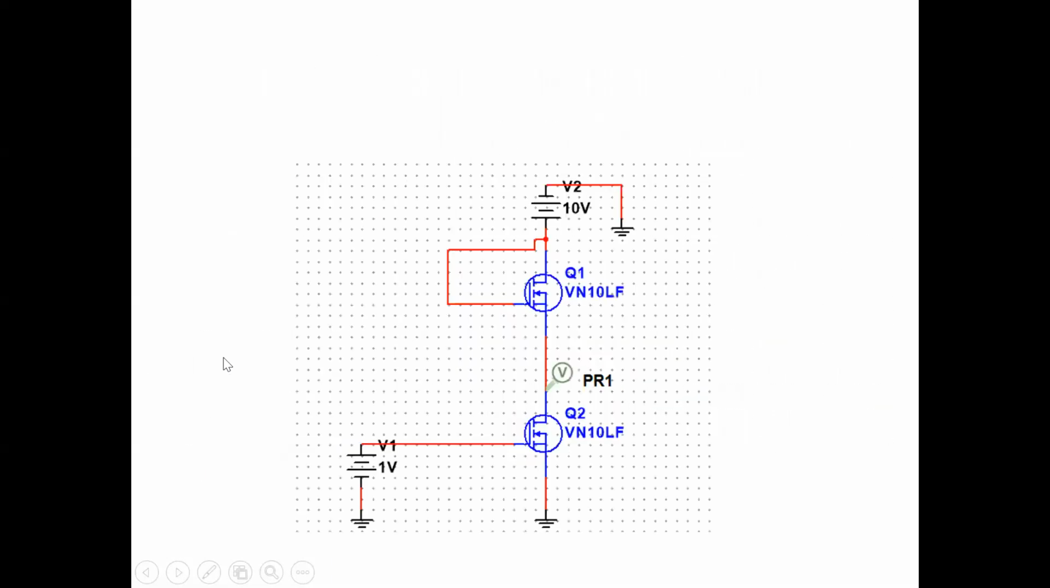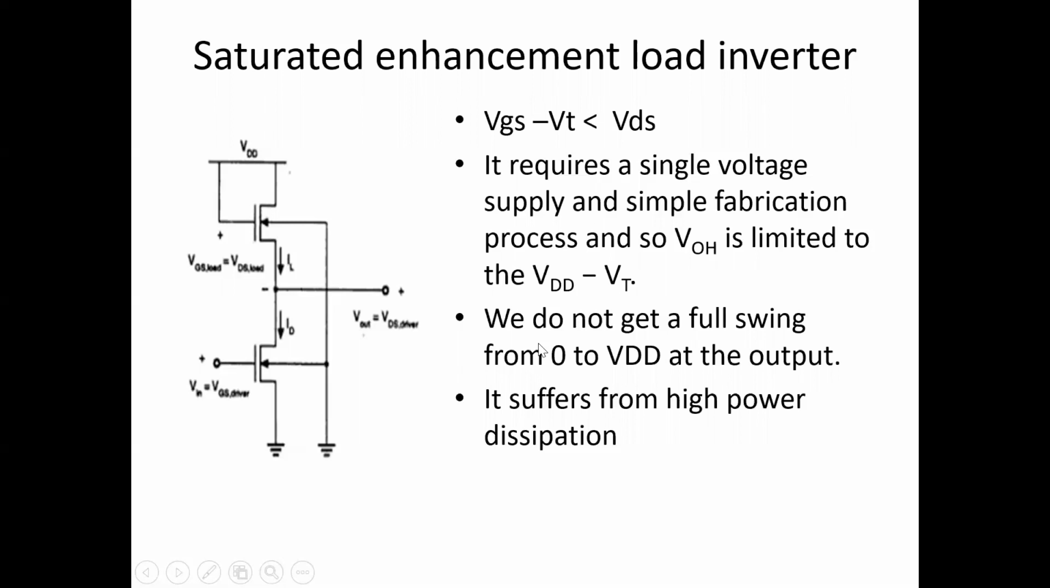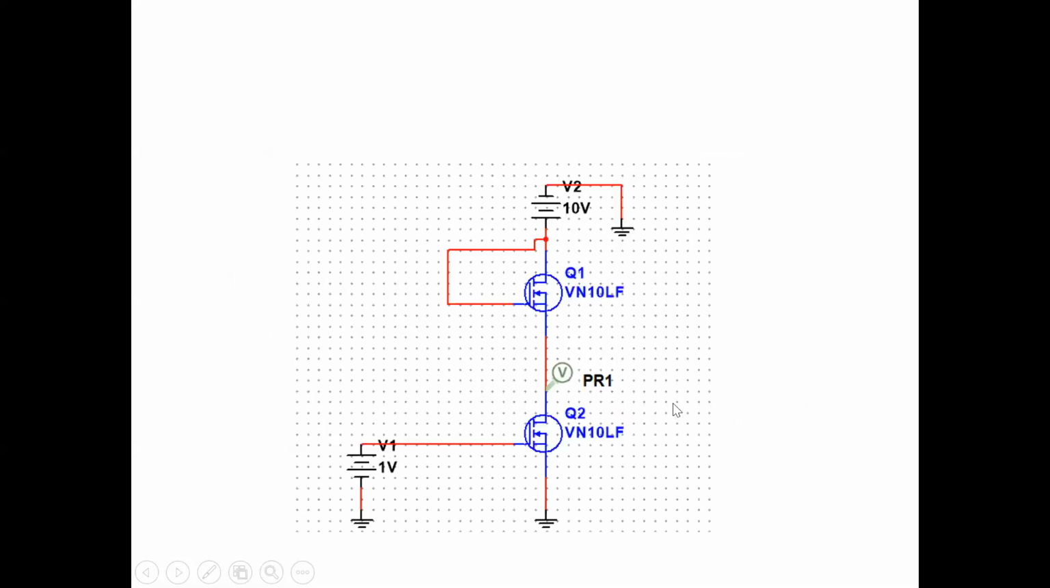A full swing is not achieved, and it suffers from high power dissipation because the saturation current is high, and here also current will flow, and when both the devices are on, the current dissipation will be very, very high. It requires a single voltage supply. That is an advantage, but the disadvantages are more because you don't get a proper output and power dissipation is more.